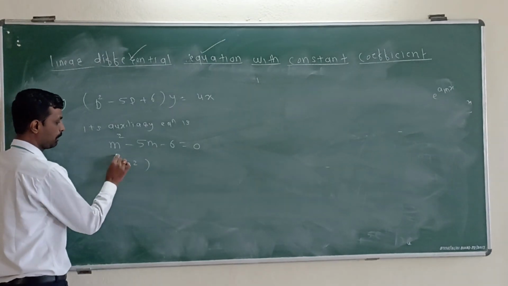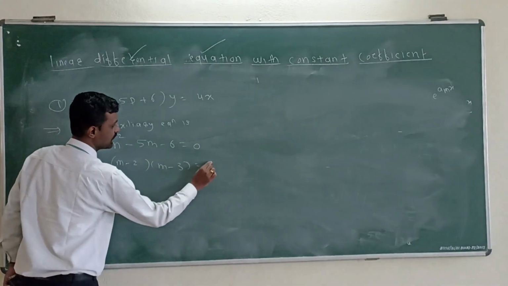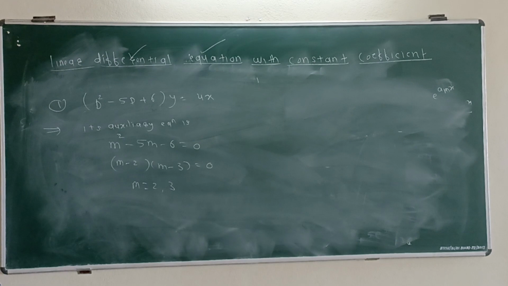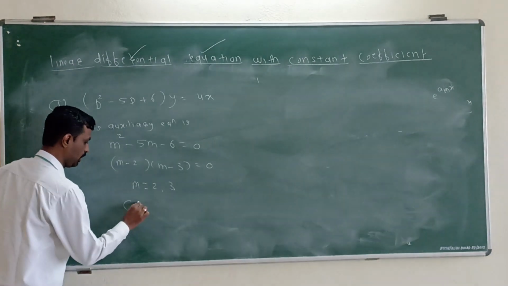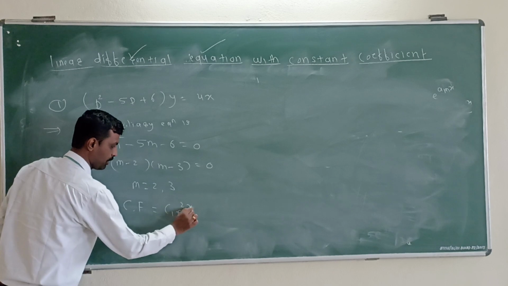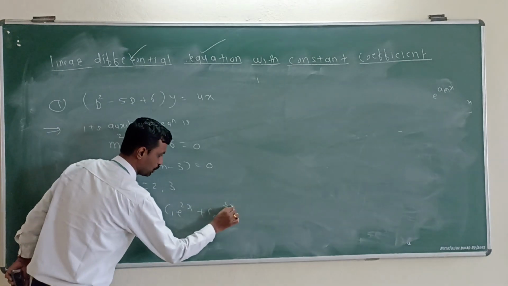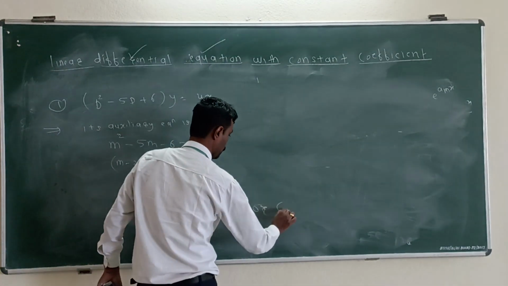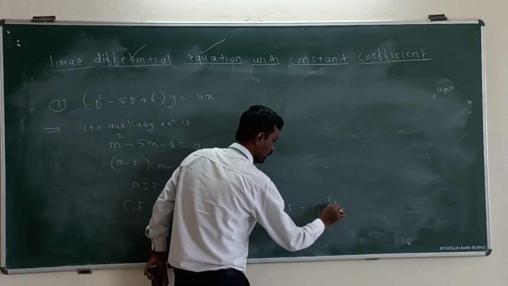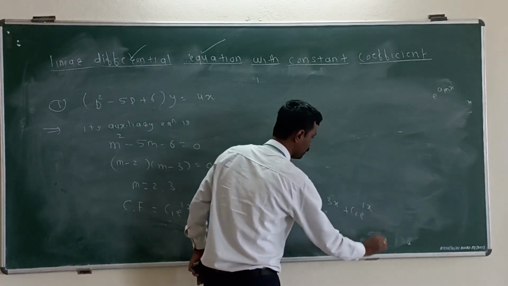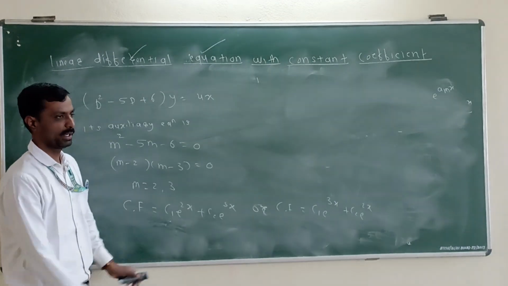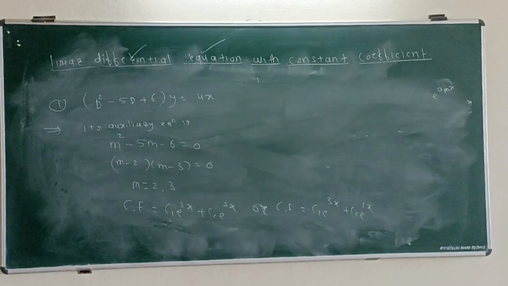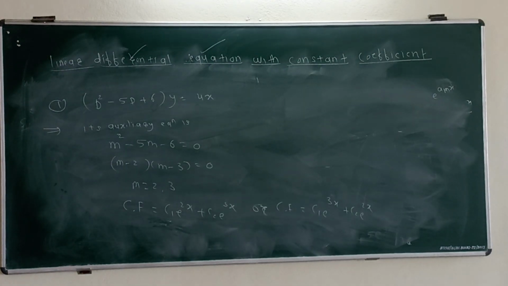Its factors are m minus 2, m minus 3 is equal to 0. So you will get m is equal to 2, 3. Both roots are real and different. Then its complementary function is c1 e to the power 2x plus c2 e to the power 3x. For more examples, depending upon the three types, we will see them in the next video. Thank you.